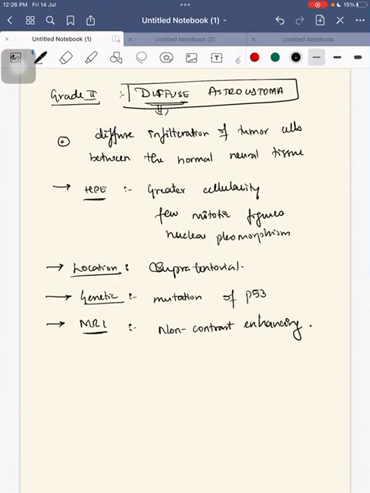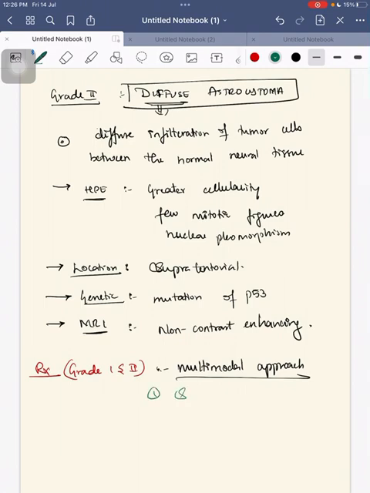So this is about the diffuse astrocytoma. The treatment of these two gradings, grade 1 and grade 2 astrocytoma, is a multimodal approach. One is surgery. Surgery is the primary treatment option. Next is radiation therapy. Third one is chemotherapy.